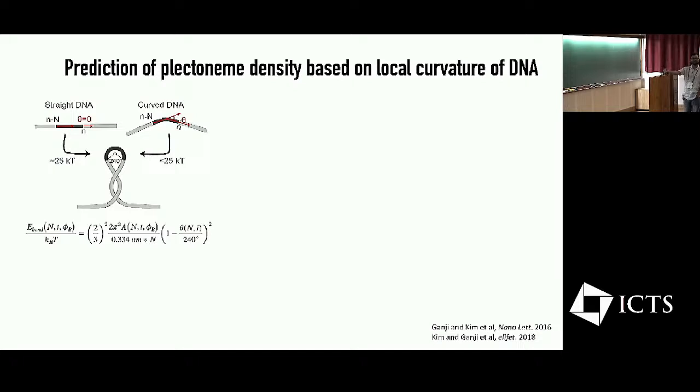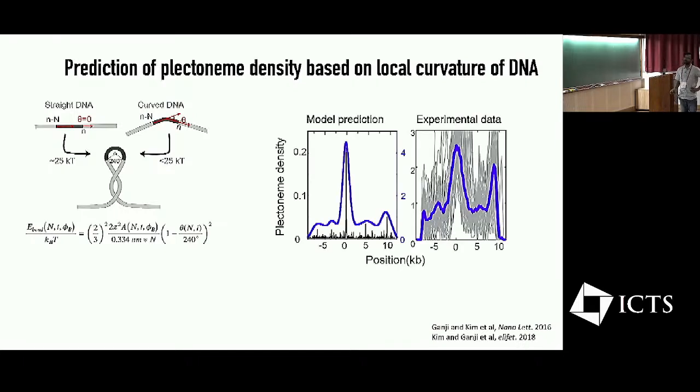But if you already have a locally curved sequence, you spend much less energy. Of course, because of the pre-curvature in the DNA, the plectonemes would pin there with higher probability. So we actually made a DNA based on this model, with a very high propensity for plectoneme formation. When we measured, we saw a very good correspondence between the model and the data.